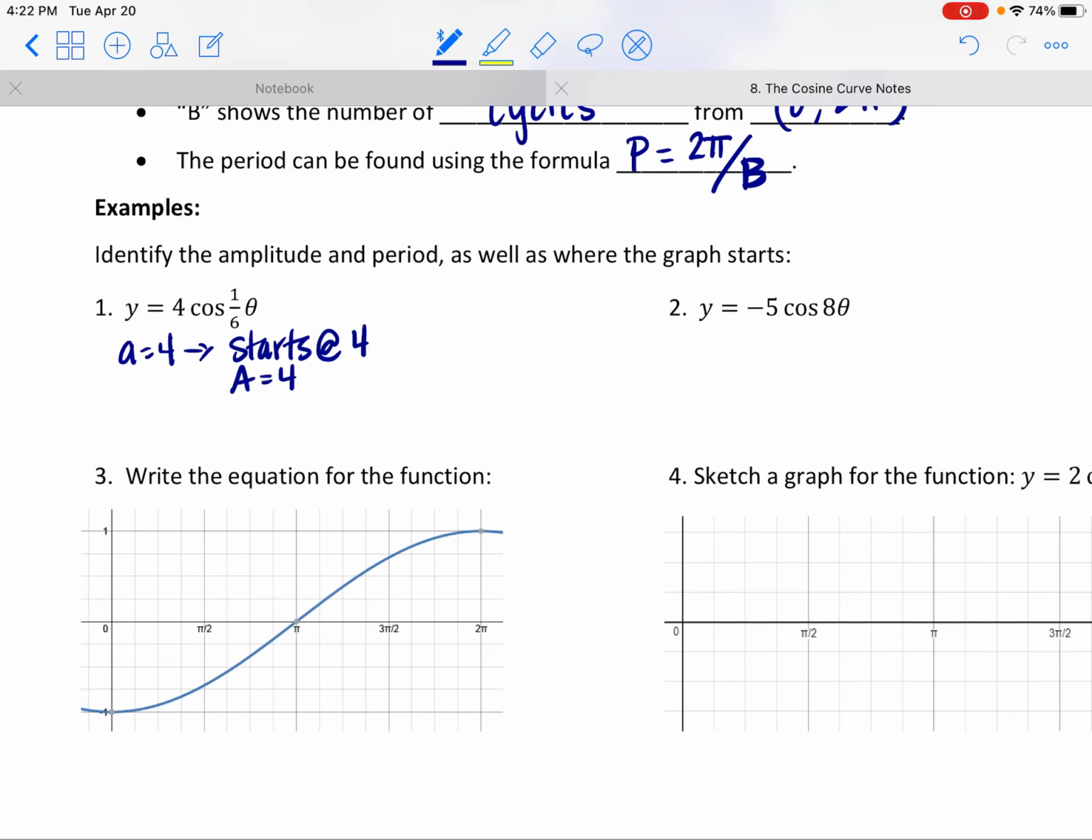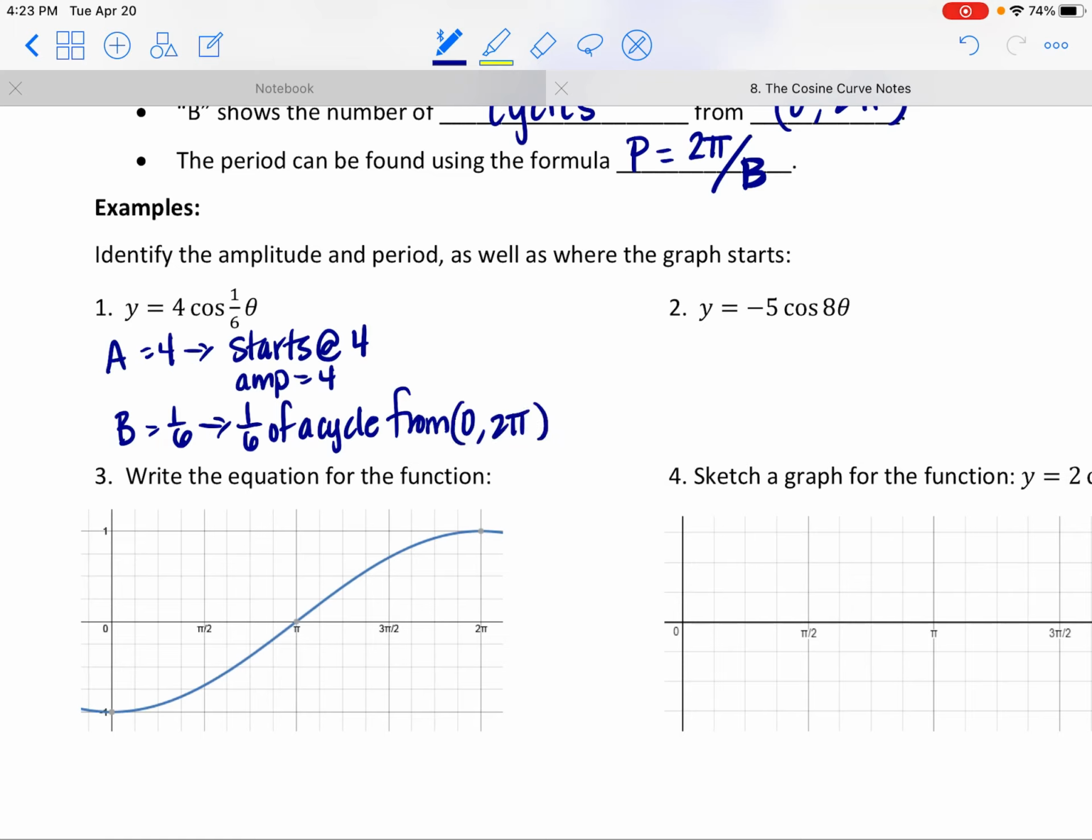And we can see that b, I wrote the same thing twice. It's not helpful. So amplitude is 4. And then because b is 1/6, there's going to be 1/6 of a cycle from 0 to 2 pi.